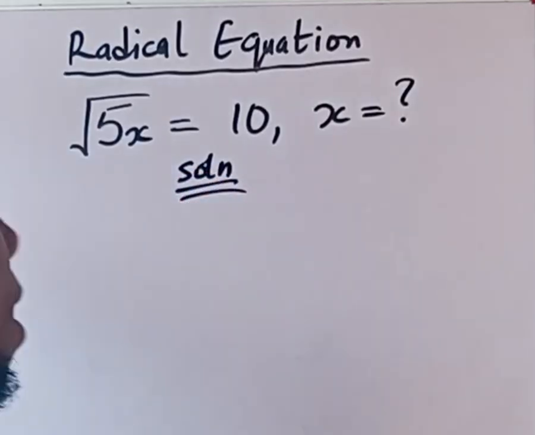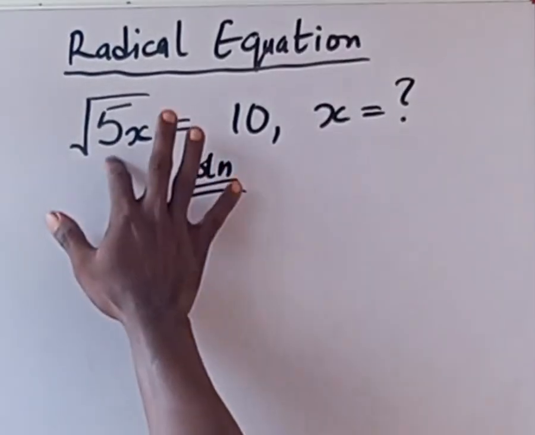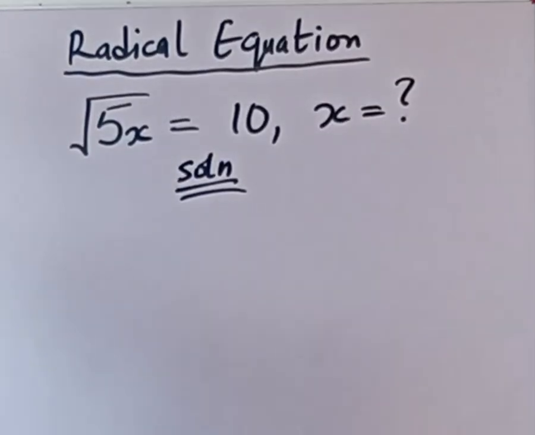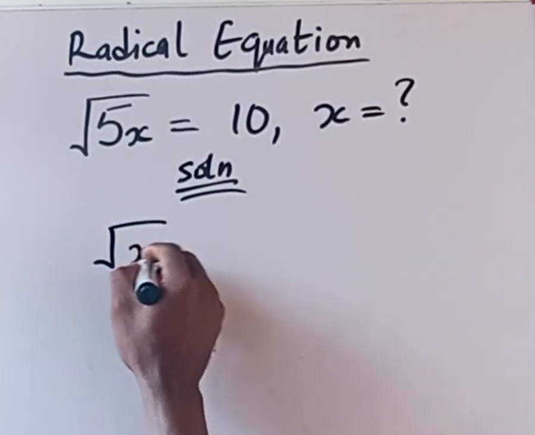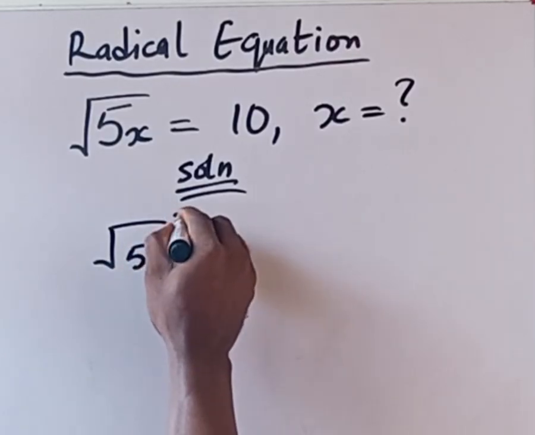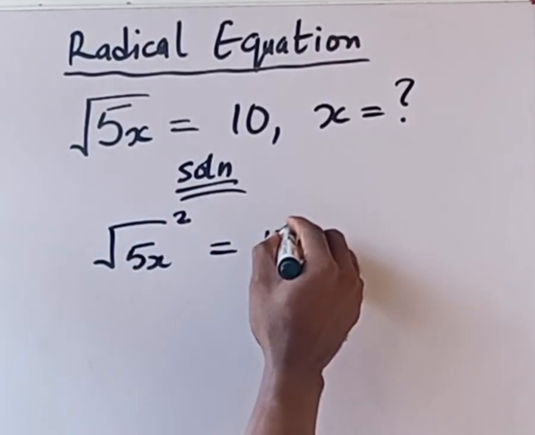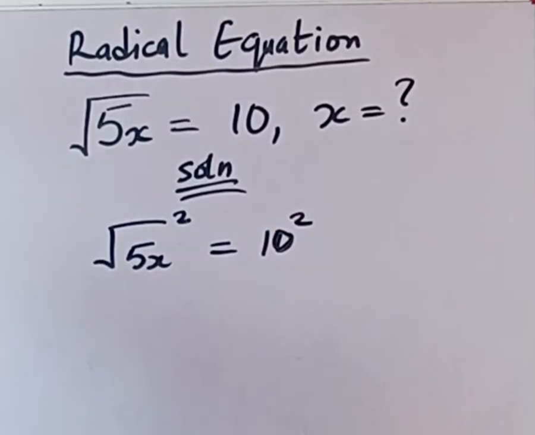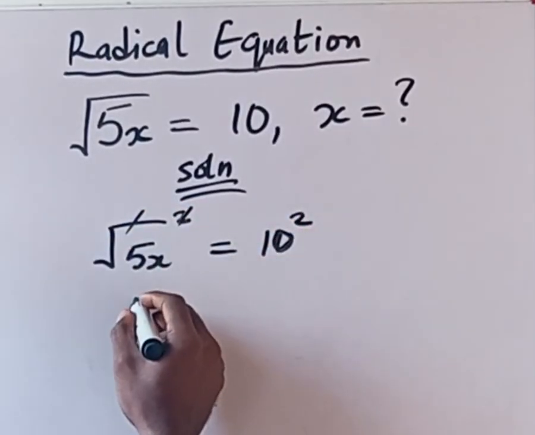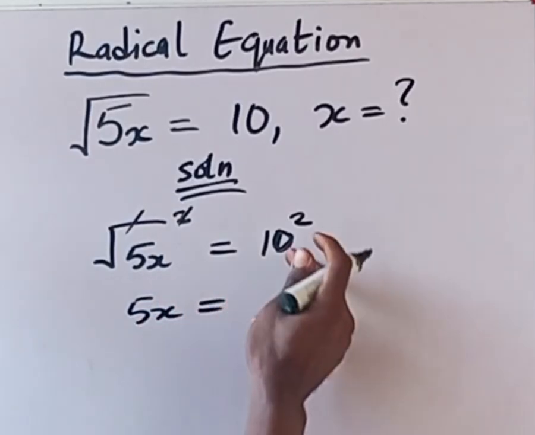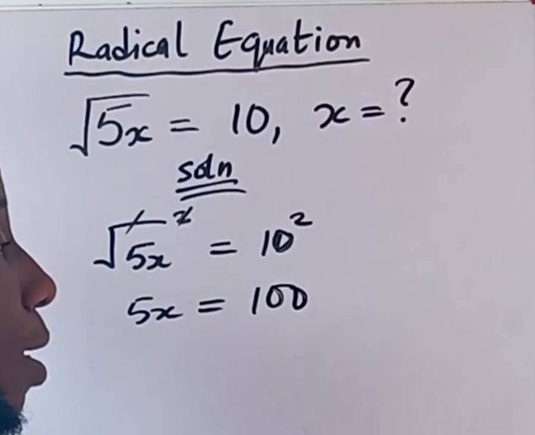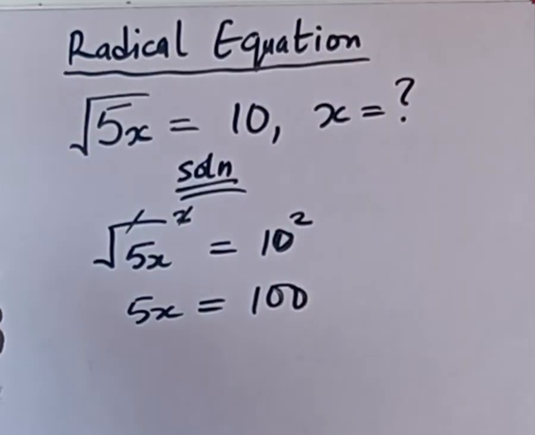Solution. Now, first of all, the first step, let's square the two sides. So root 5x squared equals 10 squared. Alright? Now, this square will cancel out this root, which gives 5x equals 10 raised to the power of 2, which is going to give us 100. It means 10 times 10, alright? This will give us 100.